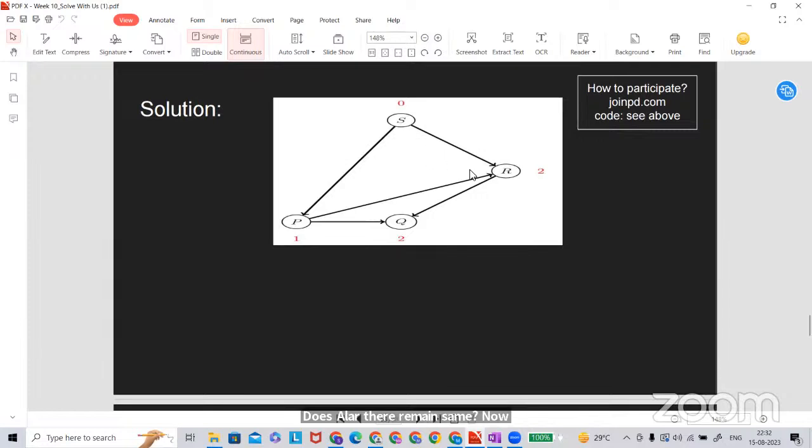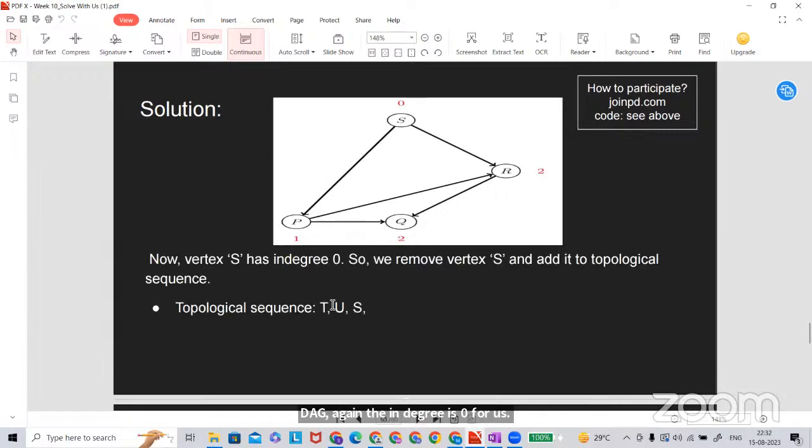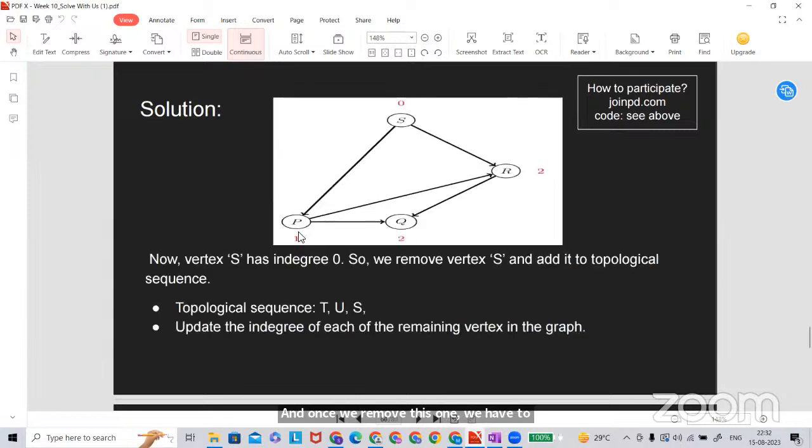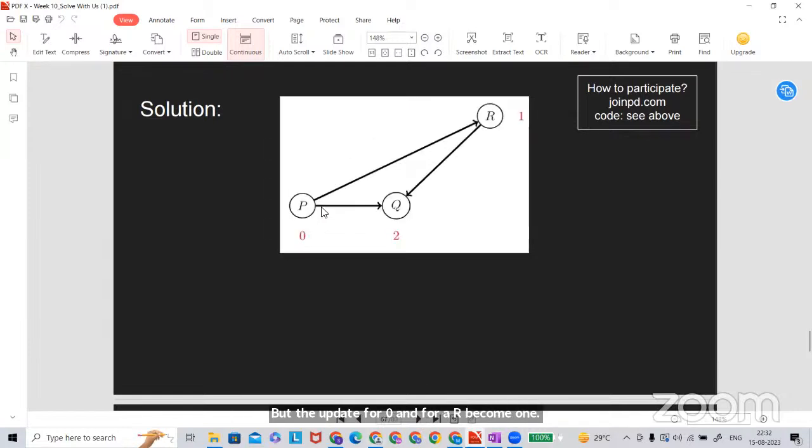Now this is a DAG. Now in this DAG again the in degree is 0 for S, so we have to remove S. So in the sequence, after T U, S will come. And once we remove this one, we have to update all the rest. For P the update becomes 0 and for R it becomes 1. Okay. Now we can see it here. P becomes 0 and R becomes 1. Q will be as it is. Now again this is a DAG and this in degree is 0. We have to remove this one. Okay, and you will add it to the topological sorting.